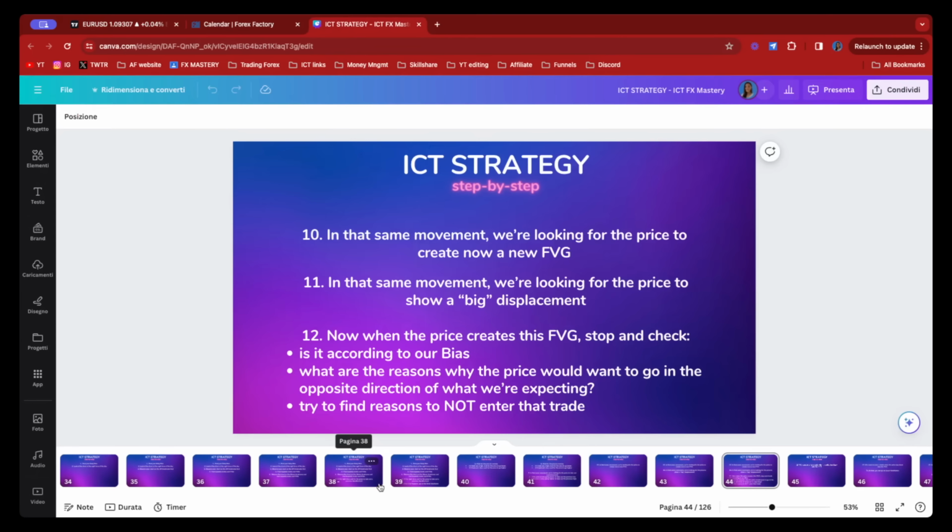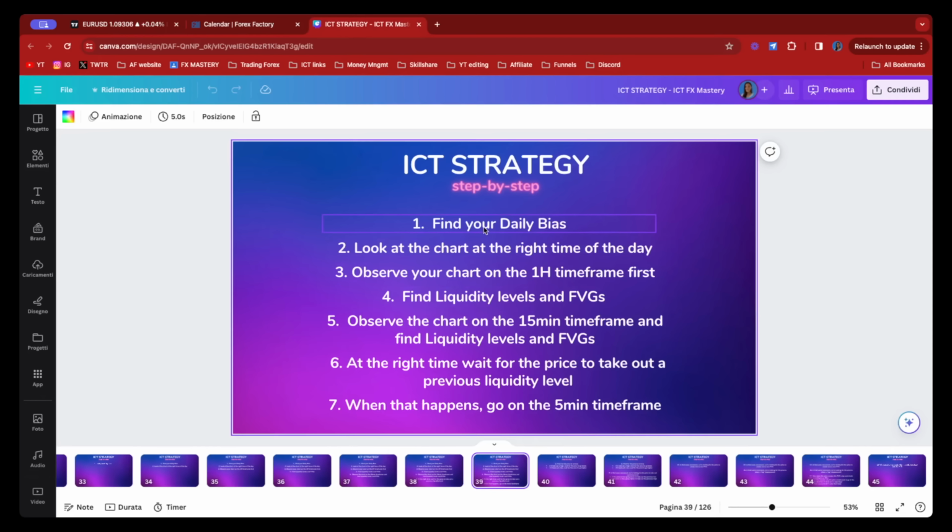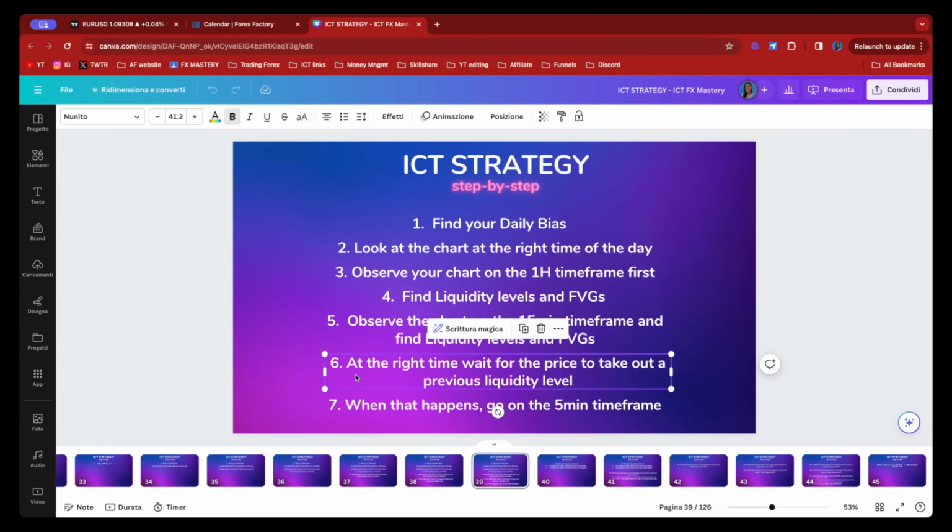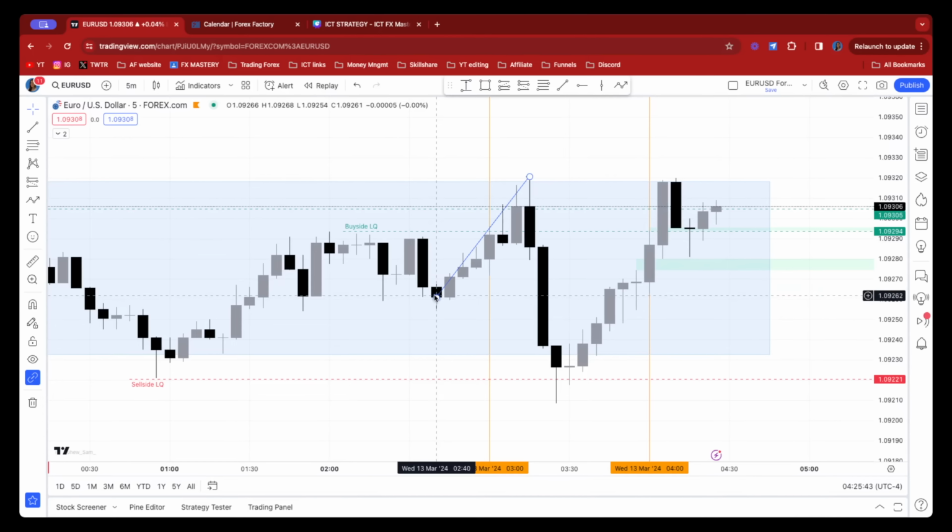Why? Because our strategy, let me just take it back, says that we should find the daily bias, look at the right time of the day, observe the chart, find the liquidity levels on the 1 hour and on the 15 minutes time frame, and then we are waiting for point number 6, which is the price at the right time taking out a previous liquidity level. And so the price here did exactly that, took out this buy side liquidity level and this buy side liquidity level.